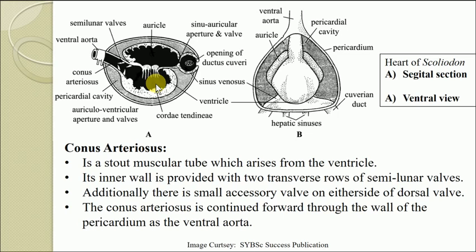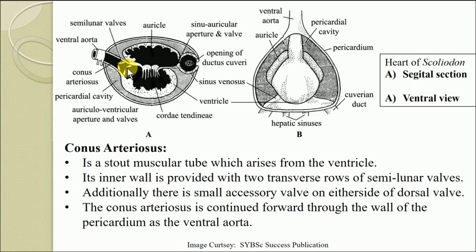So these valves again prevent the backflow of the blood into the ventricle. It means that once the blood from the ventricle is pumped into the conus arteriosus, it never comes back into the ventricle. This is due to this pair of semilunar valves.